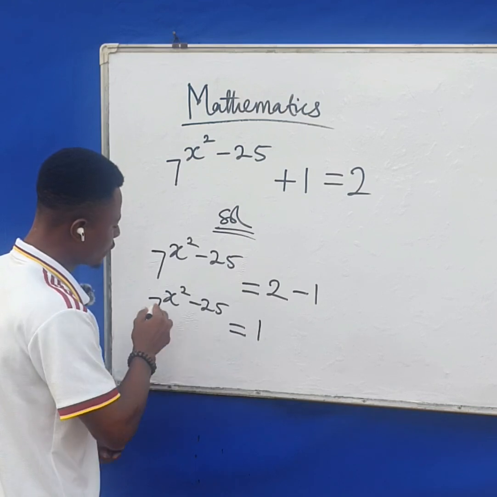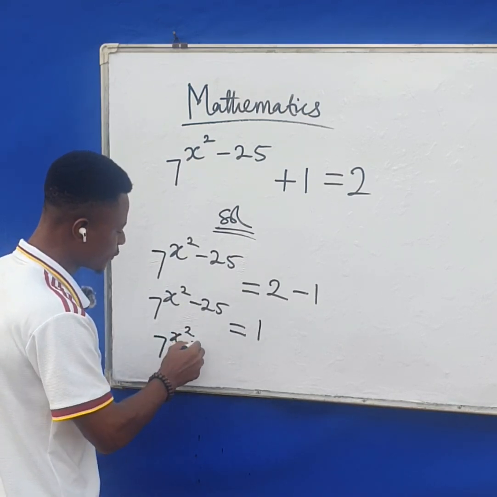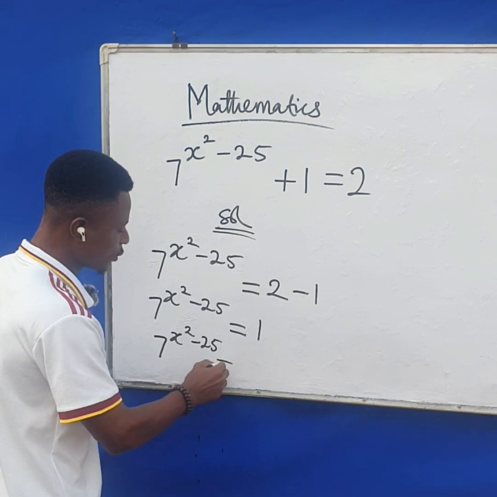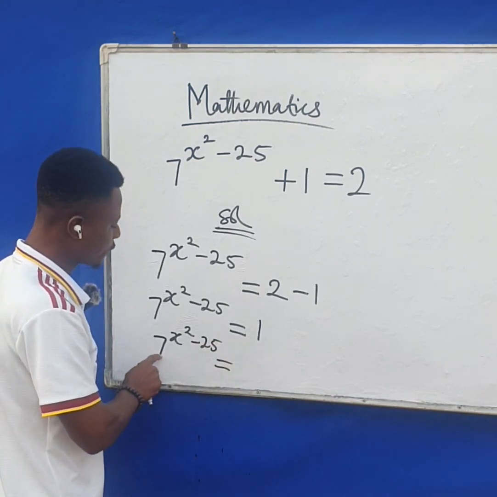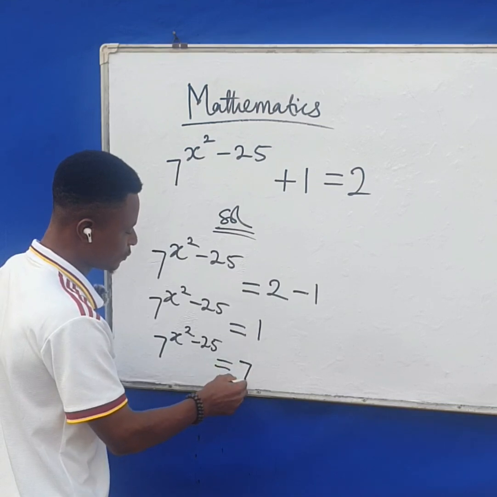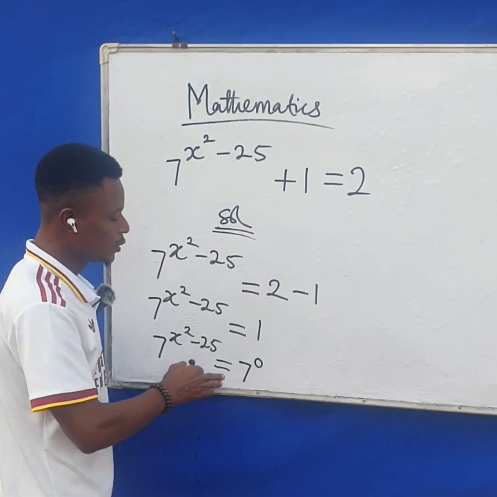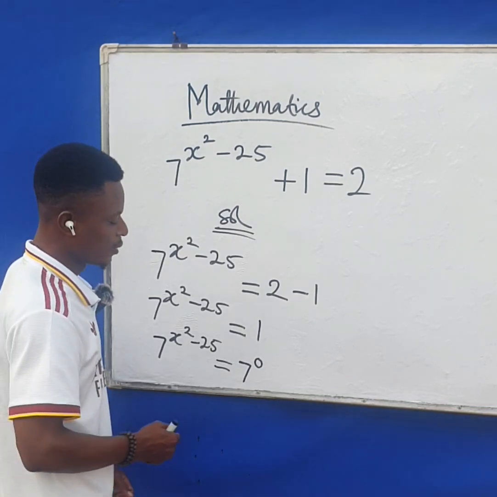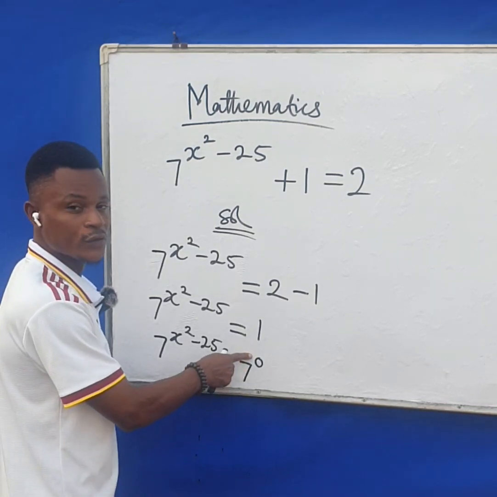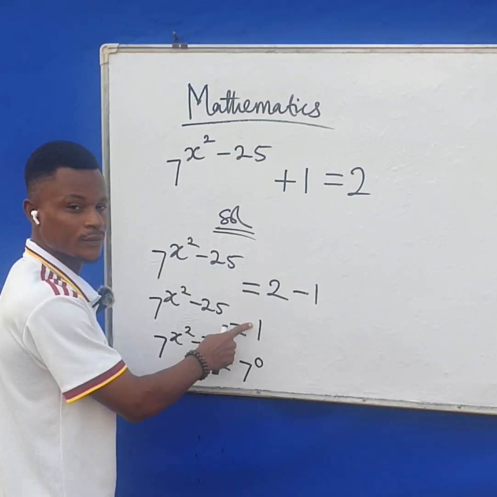Now, we write the left-hand side, which is 7 raised to the power of x squared minus 25. Then equal to, carry this 7, because we have 1 here, carry this 7 and write here. And then after you have done that, you put power 0. This is in accordance with zero power law of indices, which states that if a non-zero digit is raised to the power of 0, then the result is 1. So 7 raised to the power of 0 is equal to 1.